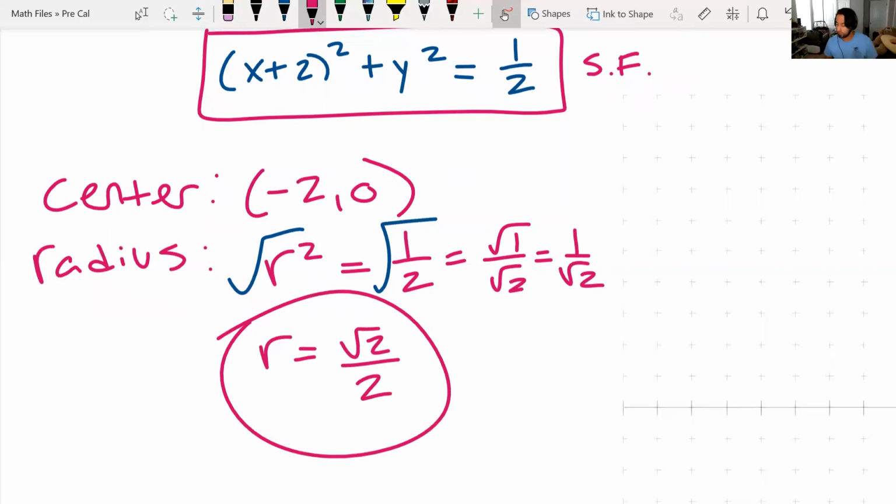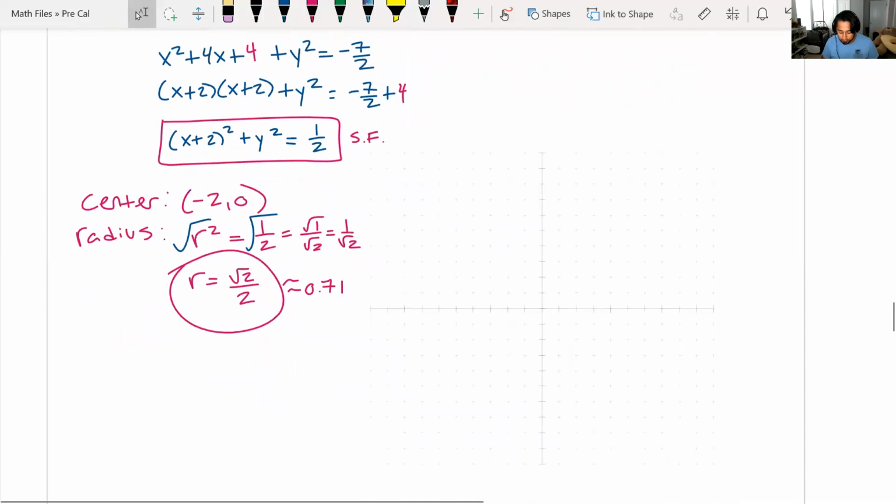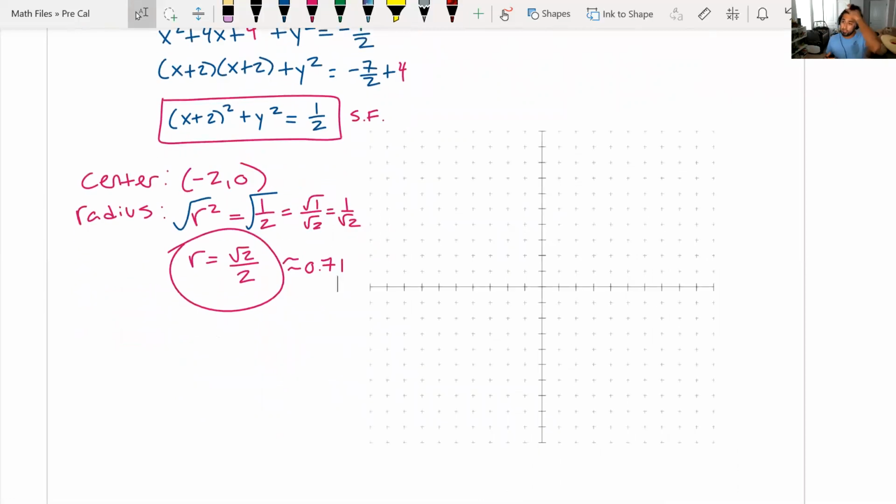That's your radius. And what is that in decimal? Let me see. .71. Okay. Now again, I'll leave the intercepts up to you to save some time on this video. We should know how to find x-intercepts and y-intercepts hopefully by now. But again, I can cover it in class.